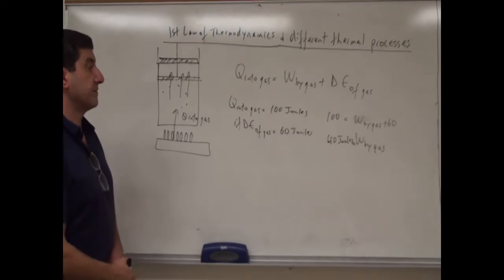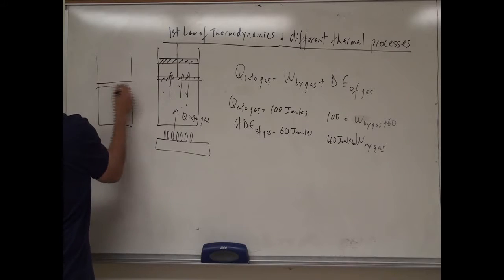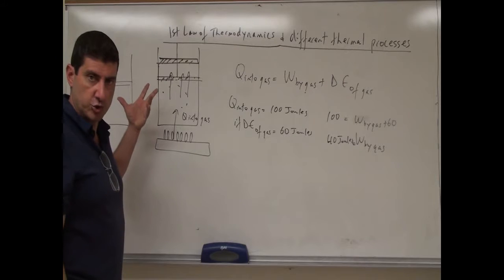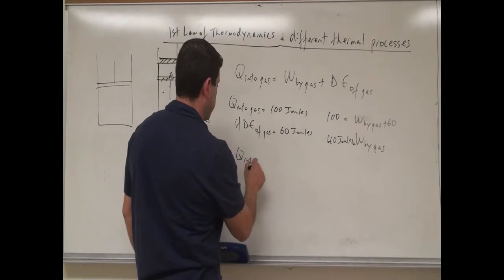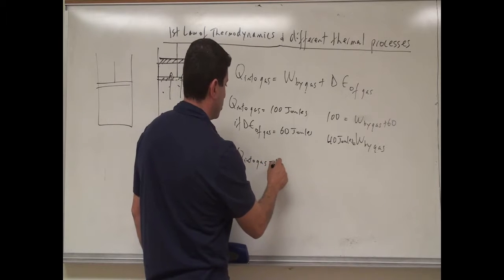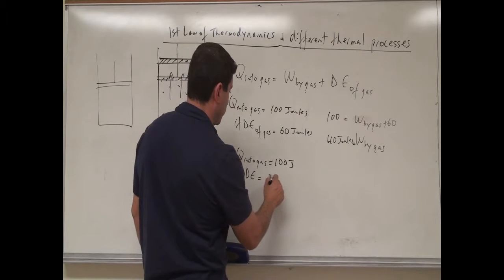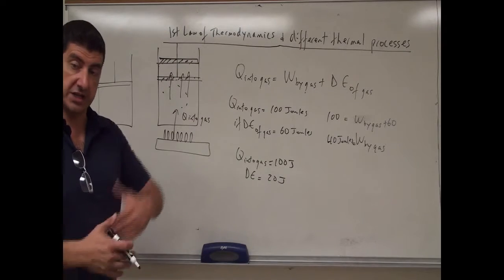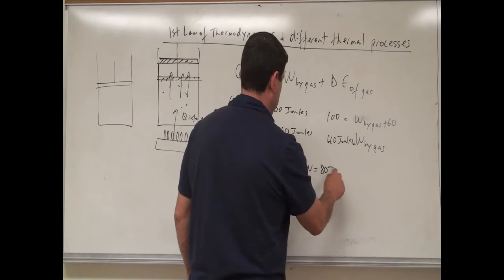Okay, so if there was another gas container, let's say a similar container, but maybe made up of different molecules, let's say you put into that gas 100 joules of heat, and let's say the change in internal energy was 20 joules. How much work would that container do against the piston? So the work done by that container would be 80 joules.